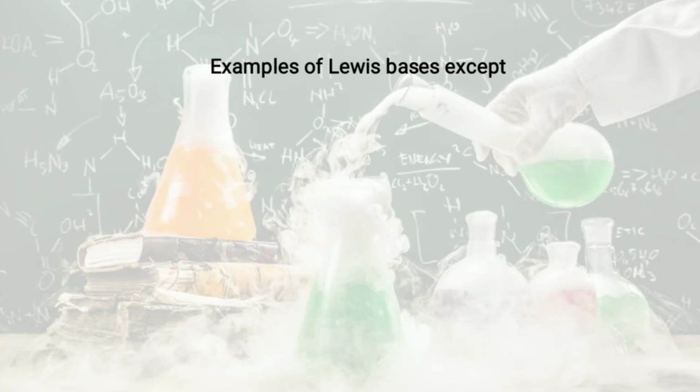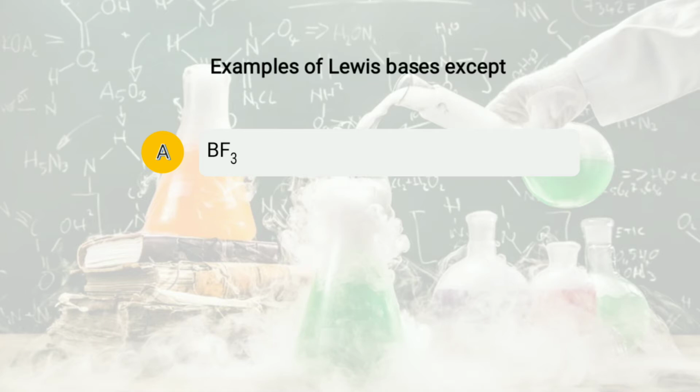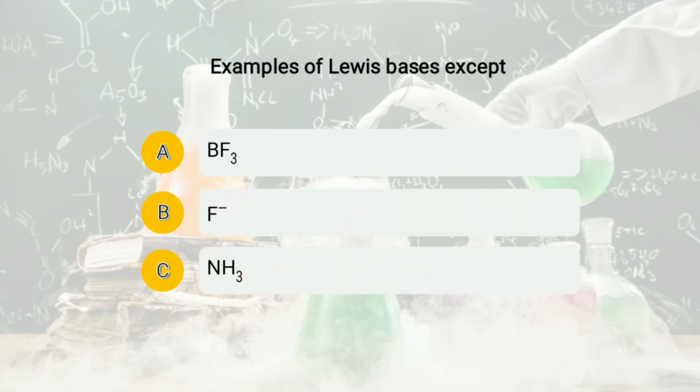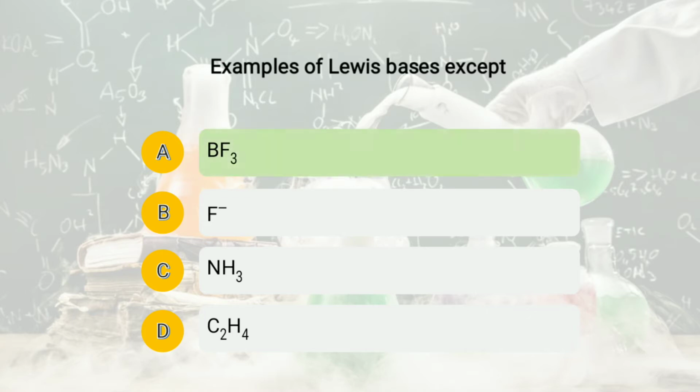The next question is, examples of Lewis bases except, and the options are A. BF3, option number B. F minus, option number C. NH3 and option number D. C2H4. The correct answer of this question is option number A, that is BF3. Okay, so BF3 is an example of Lewis acid, whereas the remaining three are Lewis bases. Moving to the next question.